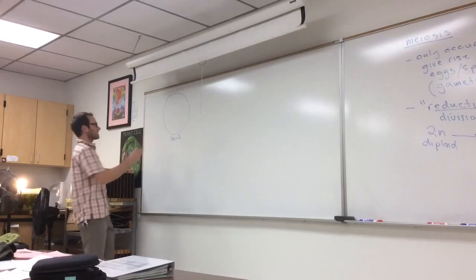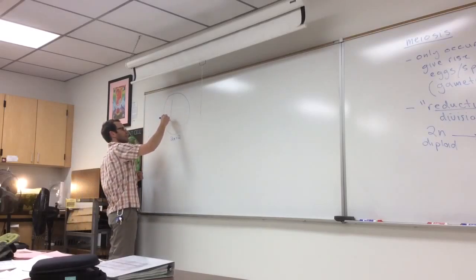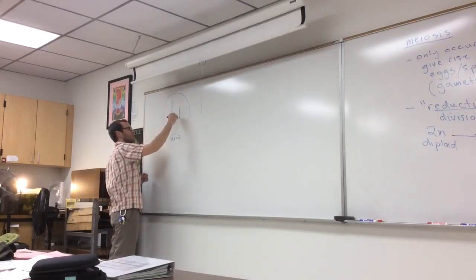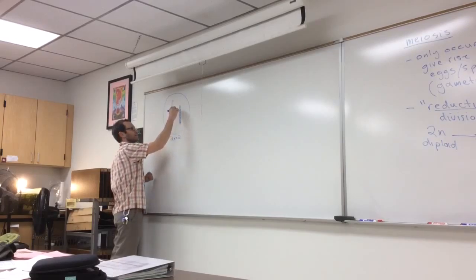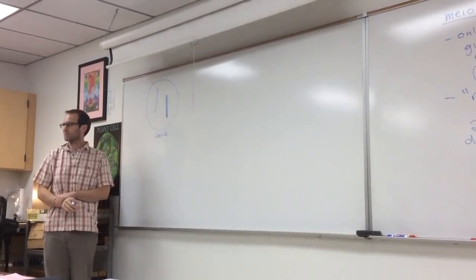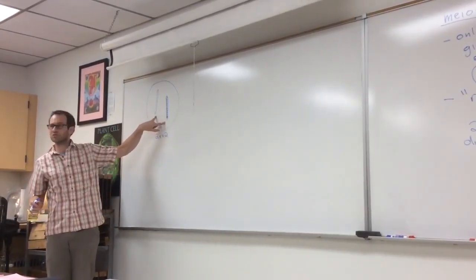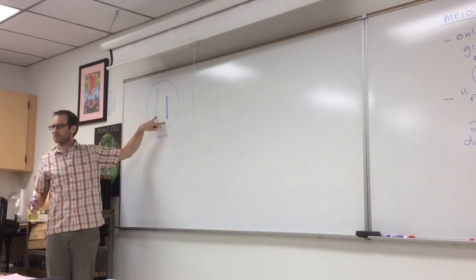So I'm going to represent that one pair as an open chromosome and a closed chromosome. So one that's colored in and one that's not colored in. So how similar are these two to each other? 99.9, like ivory soap.